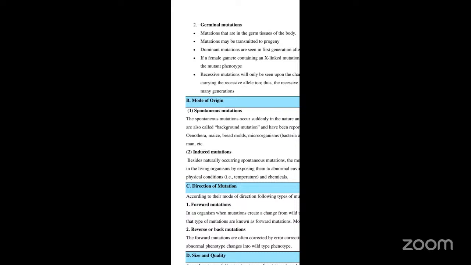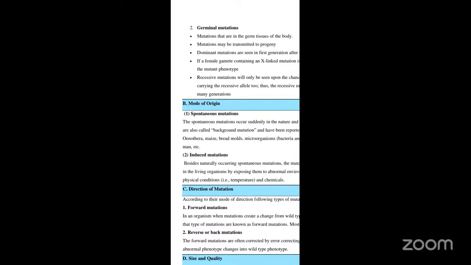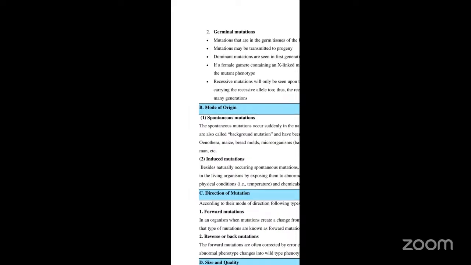They are also called background mutations, and they have been reported in many organisms like maize, Oenothera, bread mold, and microorganisms like bacteria as well as viruses, even Drosophila, mice, even man. So such mutations you call spontaneous, which means they occur very suddenly. You don't know from where it has occurred, what the background is and all those things. So that is why it is called a spontaneous mutation. It means it occurs naturally.